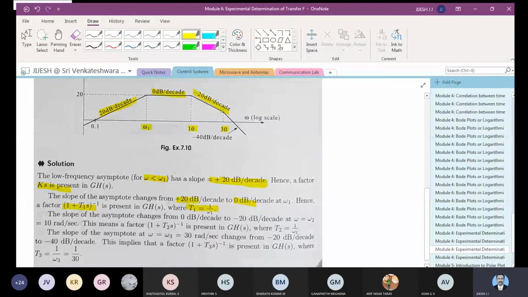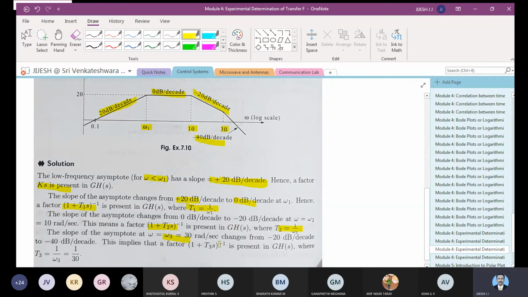So you should understand that one more term is in the denominator. So what is that? One more term is in the denominator. So you have to take 1 plus T2s inverse, and T2 will be 1 by omega 2. Again it is minus 40 dB per decade, which indicates that one more term is in the denominator. So when the slope is at omega 3, which is given here as 30, and omega 2 is also given here as 10, you can say that one more slope is available in the denominator.